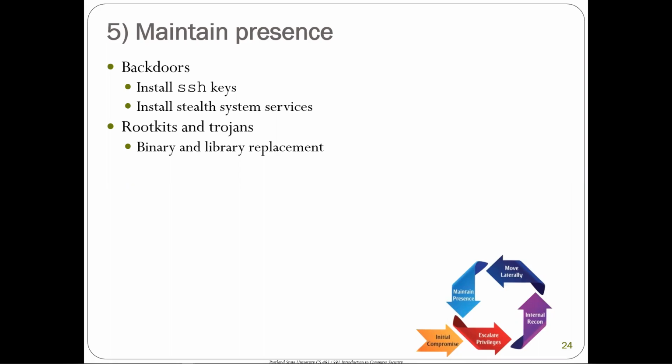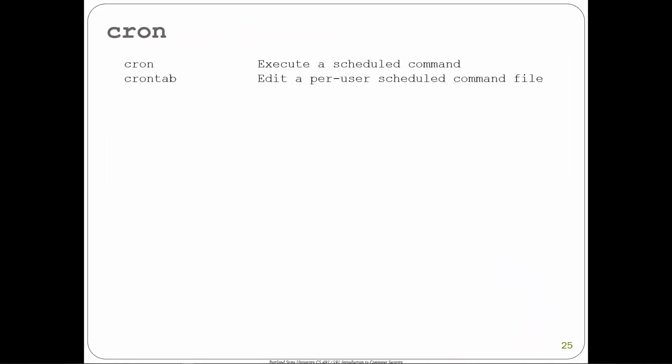The two that I'm going to talk about are backdoors and rootkits and Trojans. Rootkits and Trojans are covered in depth in the malware reverse engineering course, but I'm going to talk briefly about both of these things. One thing an adversary could use to maintain access to a system is the built-in facilities for running scheduled tasks.